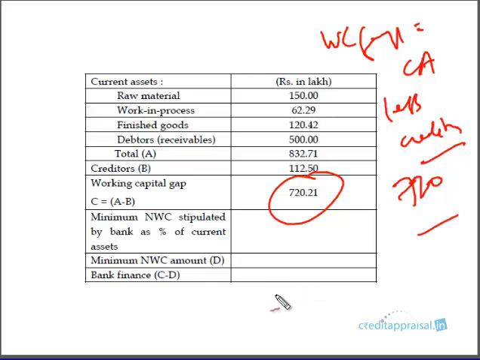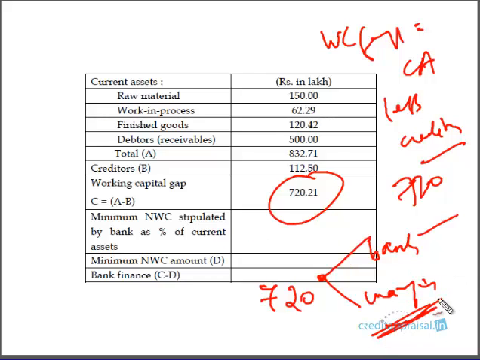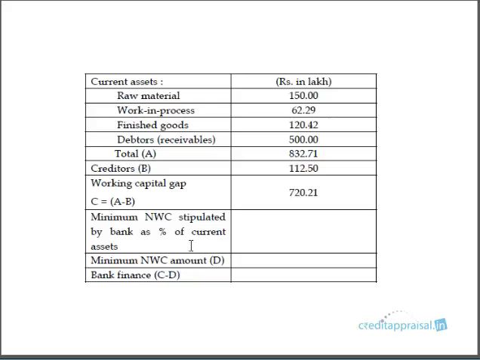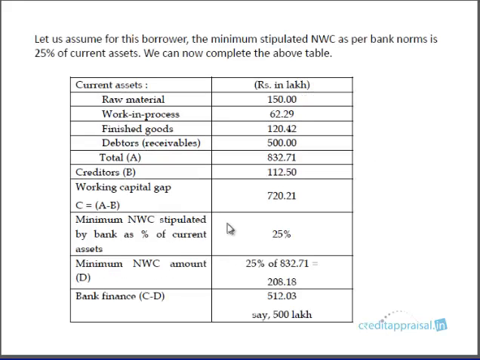So if you recall the discussion we had in the earlier chapter, in the chapter of NWC, we said that the working capital gap is going to be financed, it's going to be shared between the bank and the borrower, the promoters, right? The margin. So how much margin? Some percentage of the current assets the bank is going to have a policy, and the balance we are going to finance as the bank finance. Okay. So let us assume for this bank, the bank has a policy that the borrower should bring in a minimum 25% of the current assets.